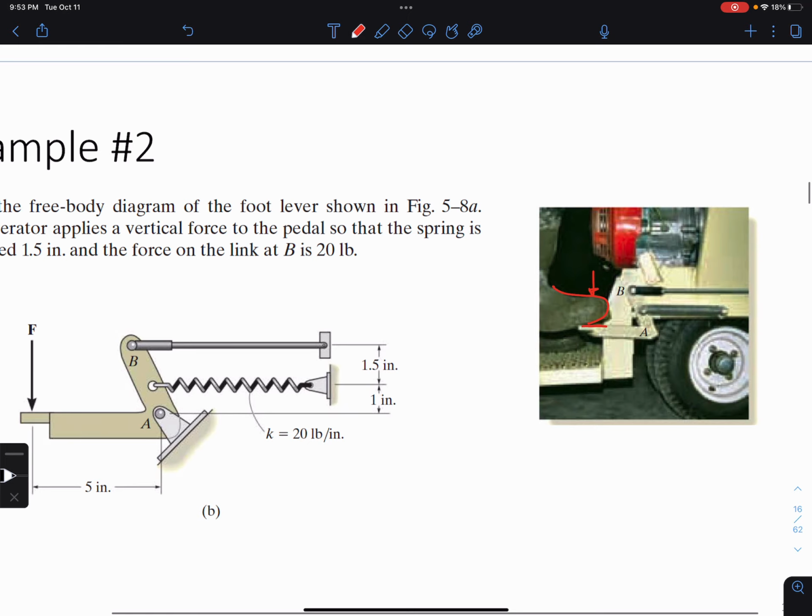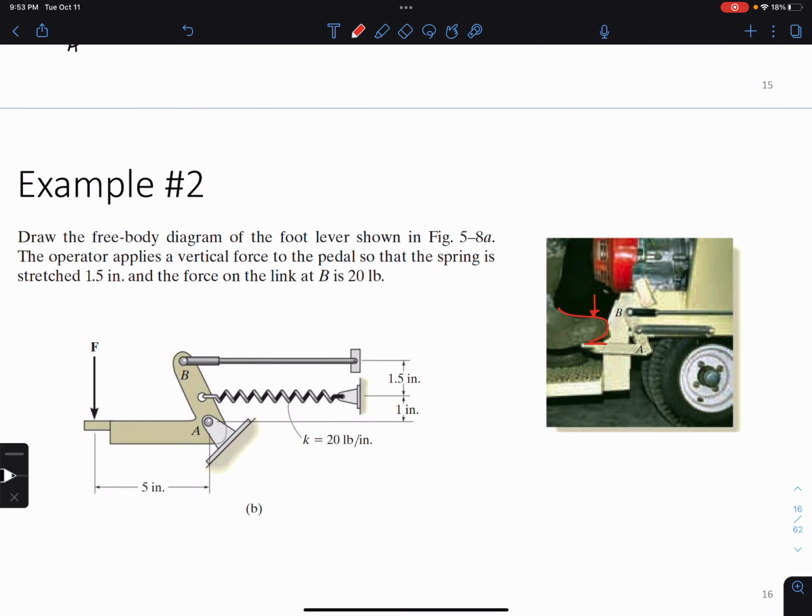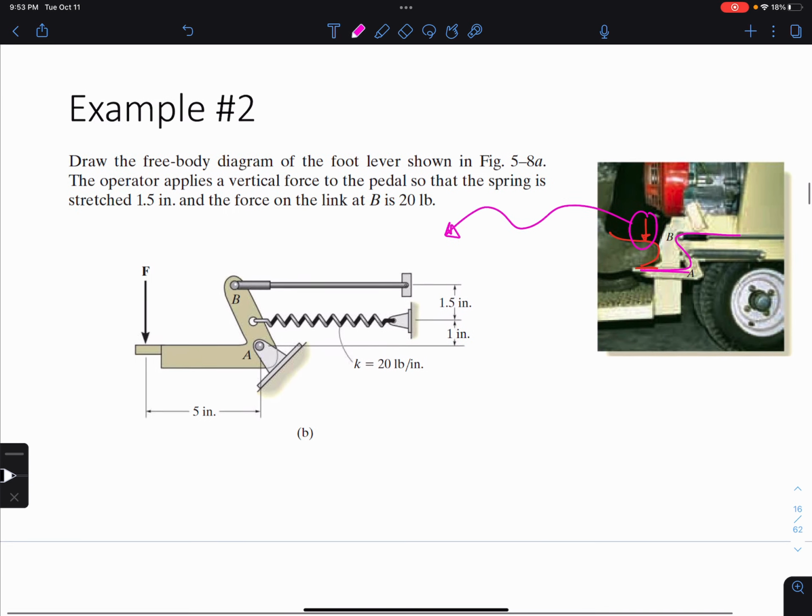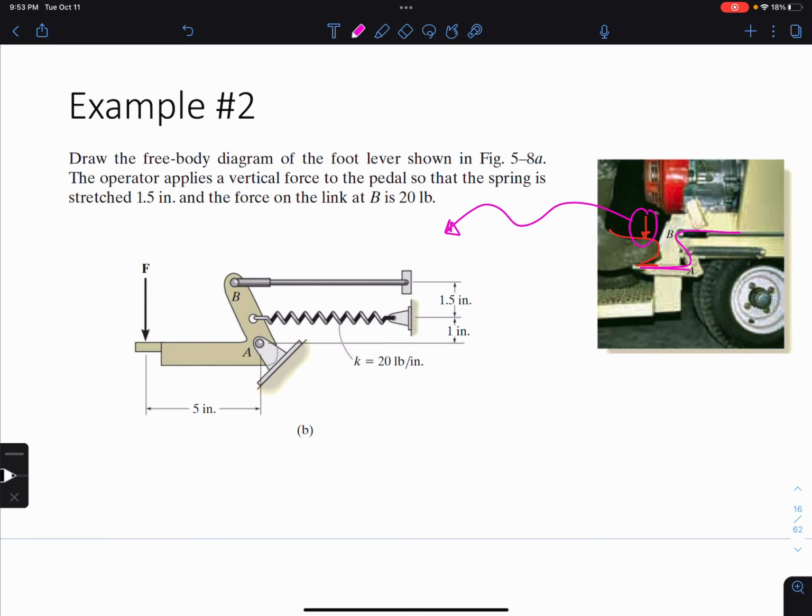Okay. So this real world model, I'm going to kind of highlight it here. And this force can be idealized as this system here. And what we want to do is draw the FBD here. So we've already got the force F applied from the person's foot, right? And the next thing is we want to draw the force that goes through this link at B, which we were told is 20 pounds.